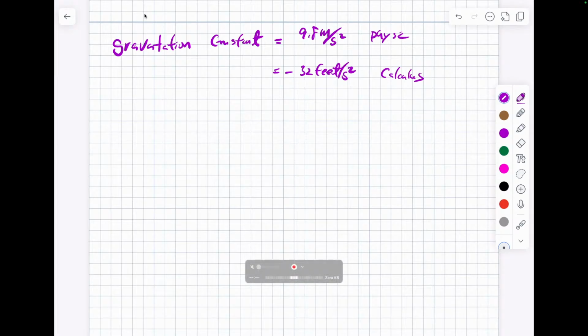Now, did anybody know what's the gravitation constant on the moon? It's 1/6 of the Earth. So it'll be 9.8 divided by 6. What is that? Okay.